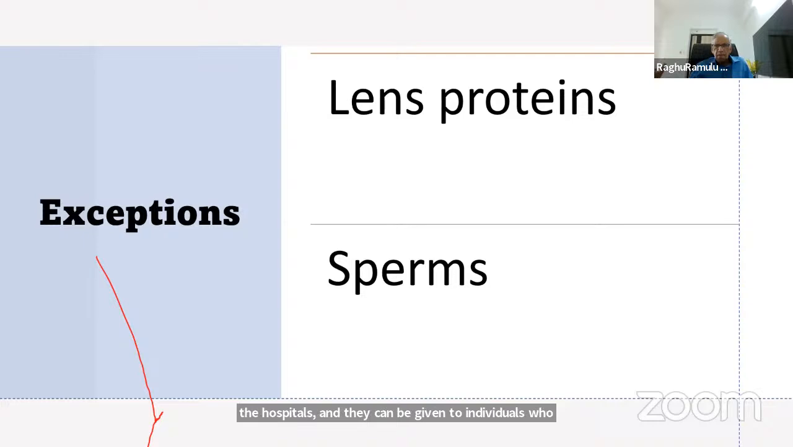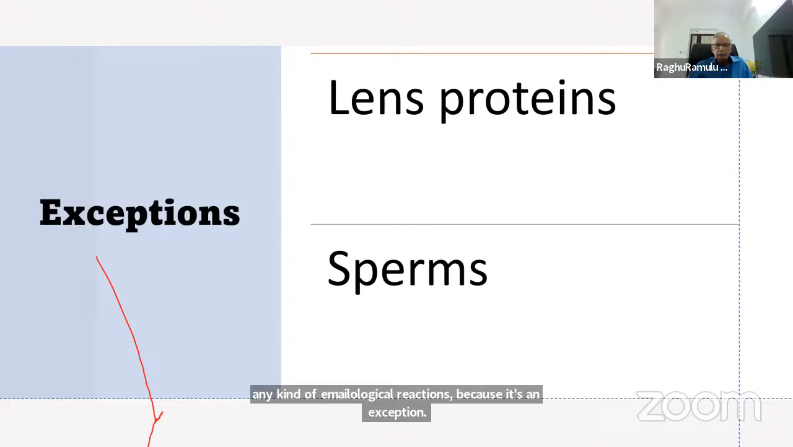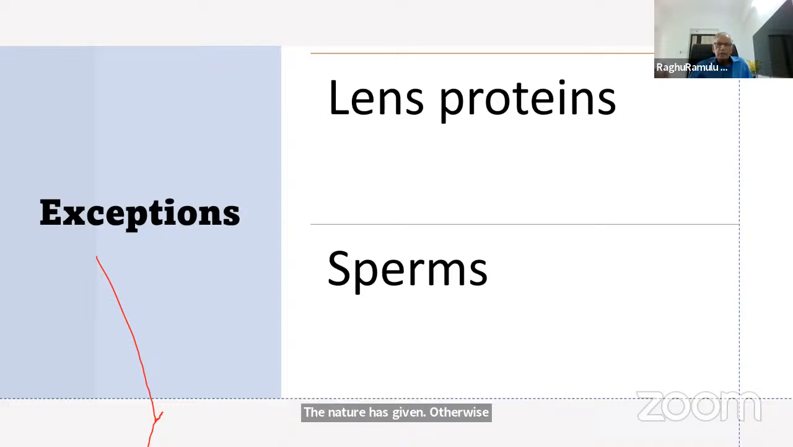Likewise, as far as sperms are concerned, when sperms enter from the male to the female, they don't show any kind of immunological reactions, because it's an exception that nature has given. Otherwise, there would not have been any fertilization mechanisms and all that. Therefore, nature has given a benefit that sperms are not going to have any kind of immunological reactions inside the body.